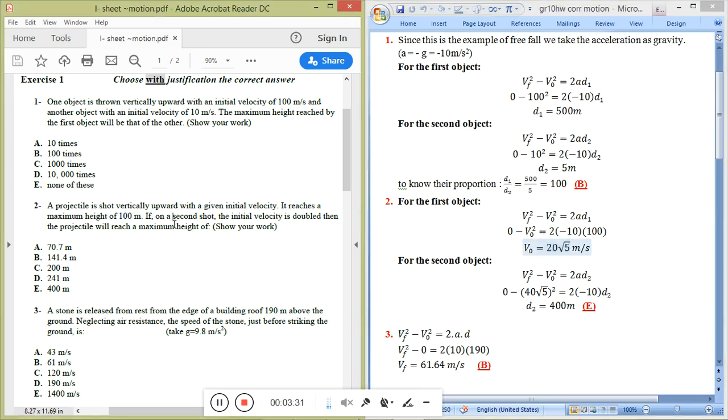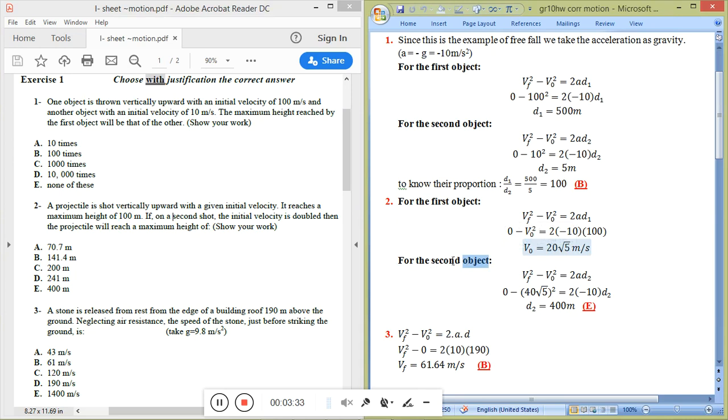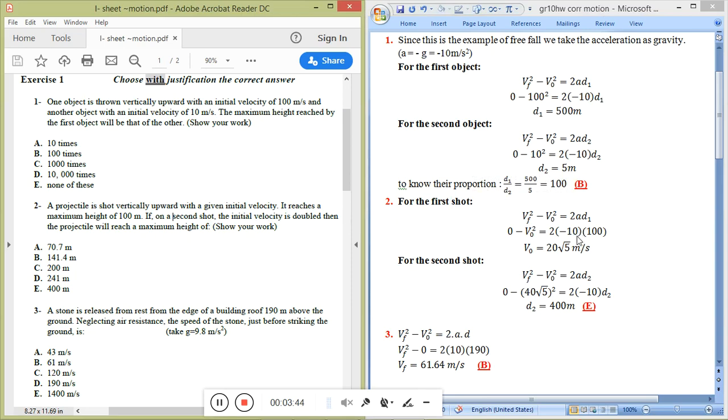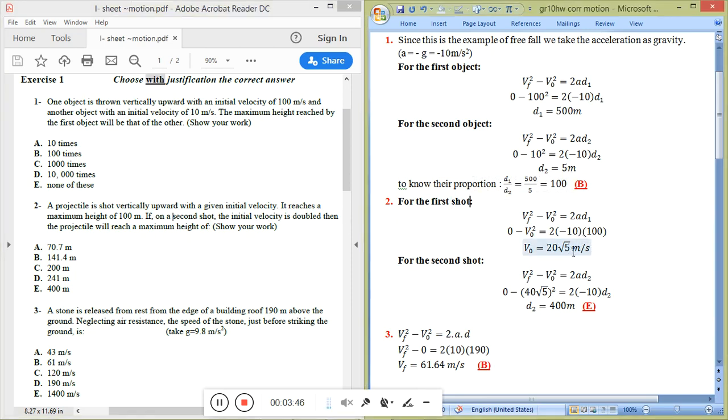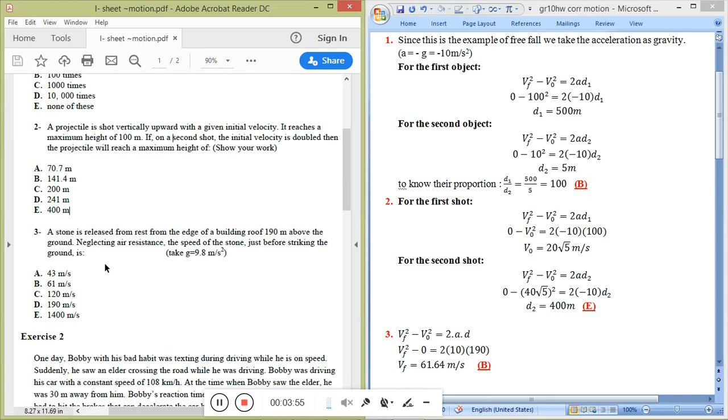For the second shot, the initial velocity is doubled, so it will be 40 radical 5. I calculated the distance here, which is 400, as in solution E.